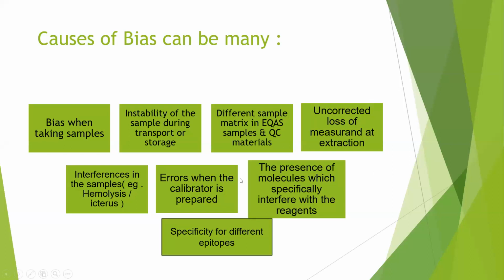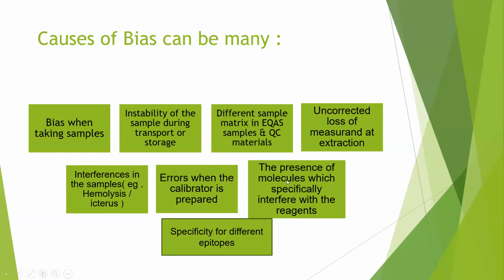There also can be interference because of hemolysis or icterus, because of the color of hemoglobin or of bilirubin, or because of the presence of proteins or lipids, that is hyperproteinemia, like in myeloma, or lipemic cases. These can all cause interference in the samples.